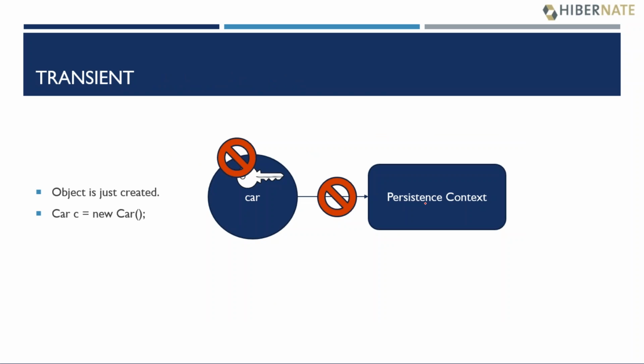Now, transient state means this is what? If you see, you have got the persistence context and then the object, and it is not associated with the persistence context because it is not having the primary key. Object is just created, Car c is equal to new Car, and it does not have the primary key. It does not have the primary key associated with that.